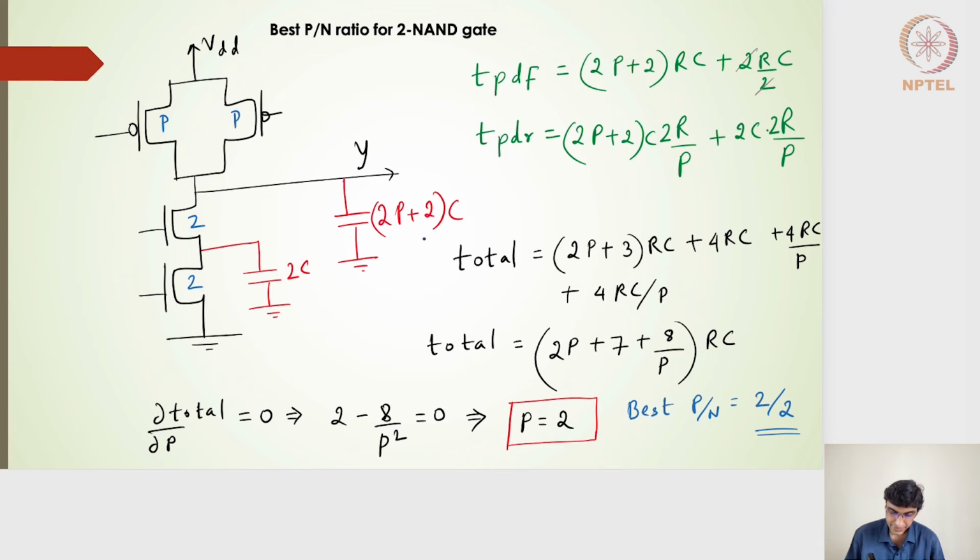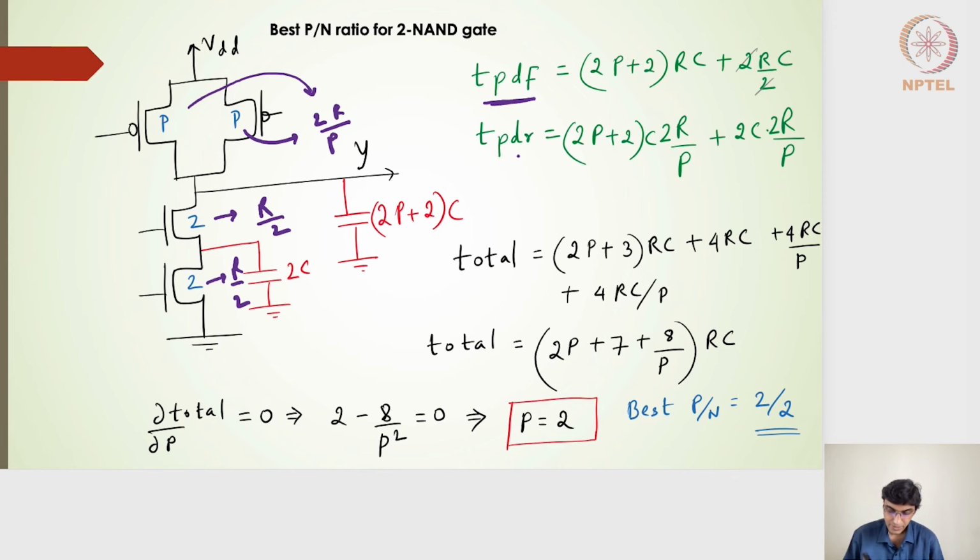The total propagation delay falling in this case will be 2p plus 2 into C, multiplied by the switching resistance. This will have a switching resistance of R by 2, this will have a switching resistance of R by 2, this should have a switching resistance of 2R by P, and of course this one should also have the switching resistance of 2R by P. So with these switching resistances, I should be able to find the propagation delay falling, and it turns out to be 2p plus 2 into C multiplied by R, plus this particular capacitance 2C multiplied by R by 2. So that will be my propagation delay falling.